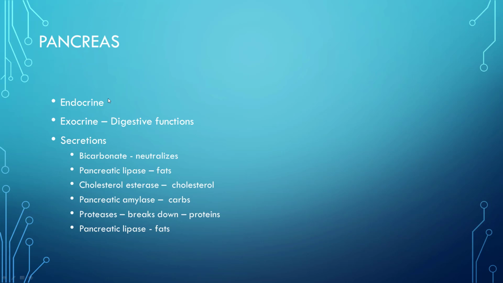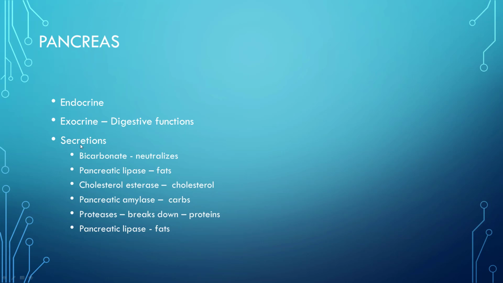Pancreas. Pancreas is an endocrine and an exocrine structure. Endocrine because it produces hormones like insulin and glucagon and somatostatin. It's also considered exocrine because it secretes products through a duct. This exocrine portion is very important for the act of digestion.